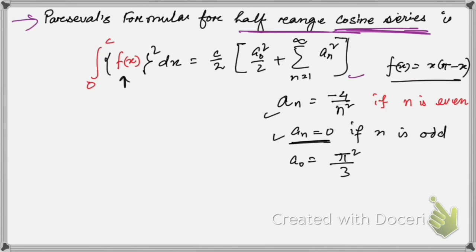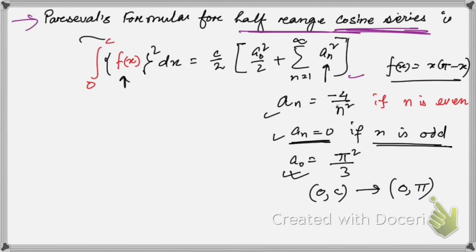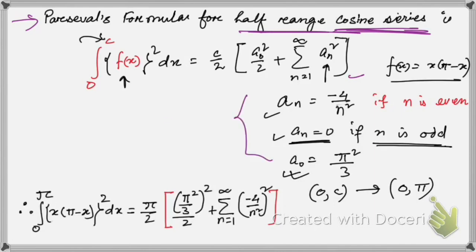Here a_n is equal to 0 for n odd, so that's why we're going to put only even values of n here, right? And this is the a naught, and our interval is 0 to pi, so c is going to be replaced by pi, okay? Then using all these values here, we are going to get this result, right? So now let me go to the new slide.